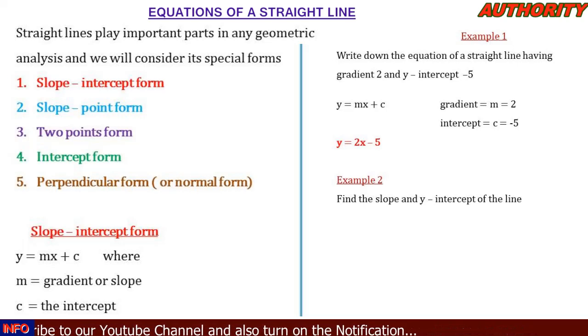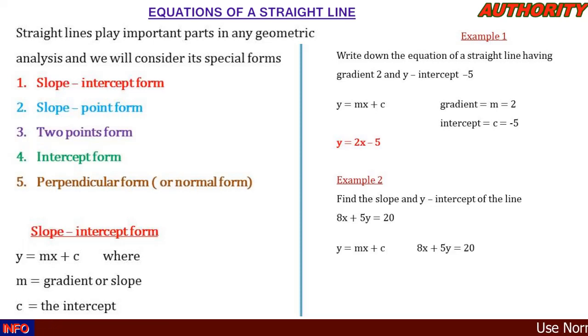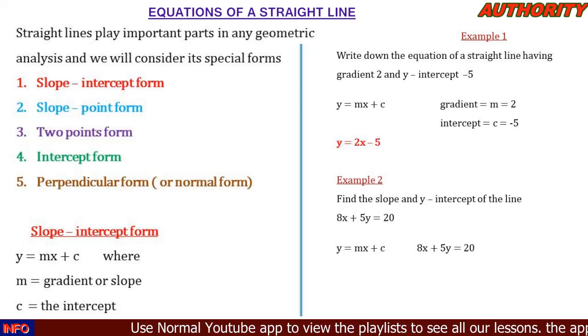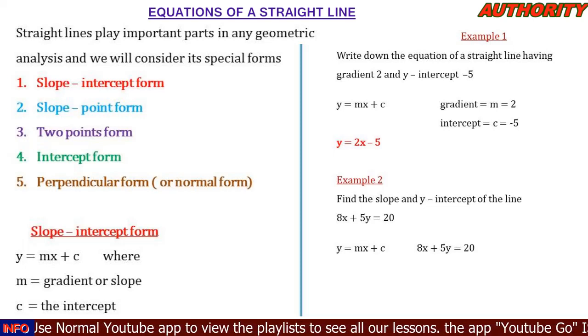Find the slope and y-intercept of the line 8x plus 5y equal to 20. Solution: you know that the equation of a straight line in slope-intercept form is y is equal to mx plus c. Here we have the equation of the line 8x plus 5y equal to 20. Let's try and make y the subject so that it looks exactly the same as this equation of a straight line.